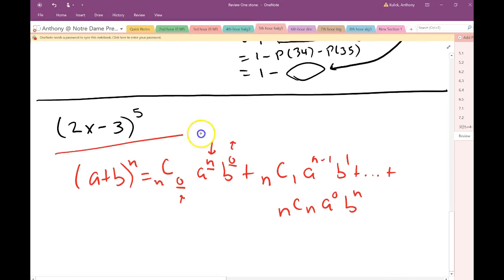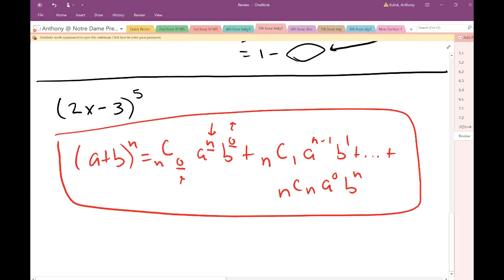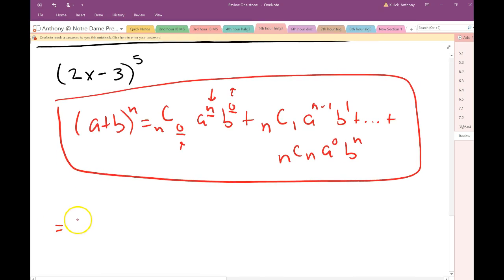Okay with that idea? That's the formula that I'm going to use to do this, but yes, the intermediate step would be just me applying the formula to that. Okay? So this is going to be, in our case, what's my value for n? 5. My value for a is 2x, and my value for b is negative 3. Everybody happy with that?